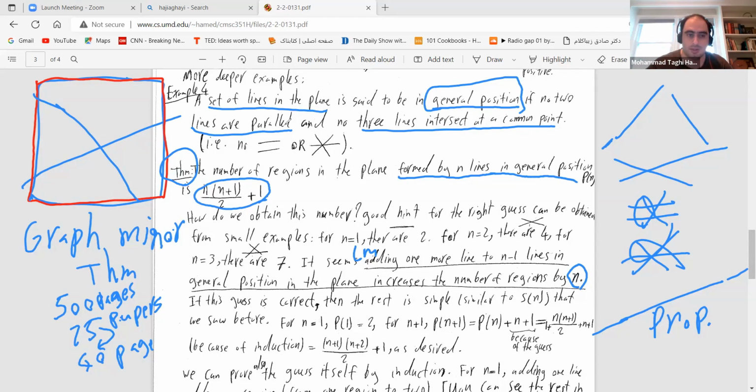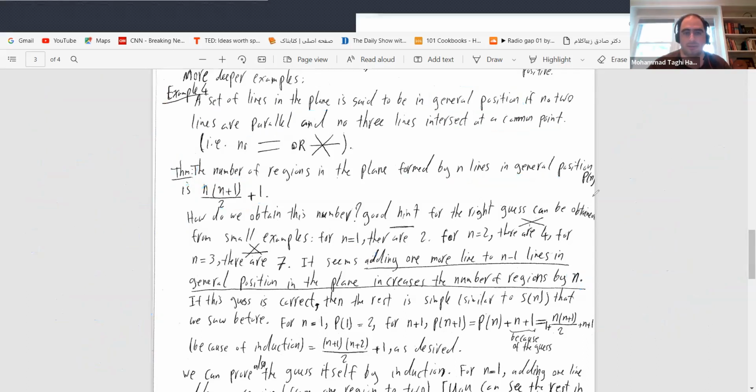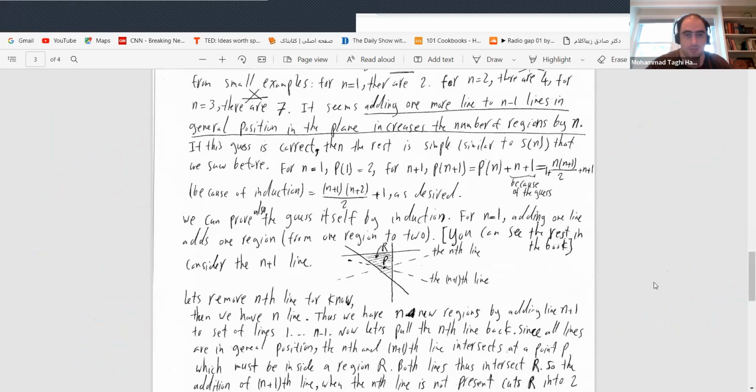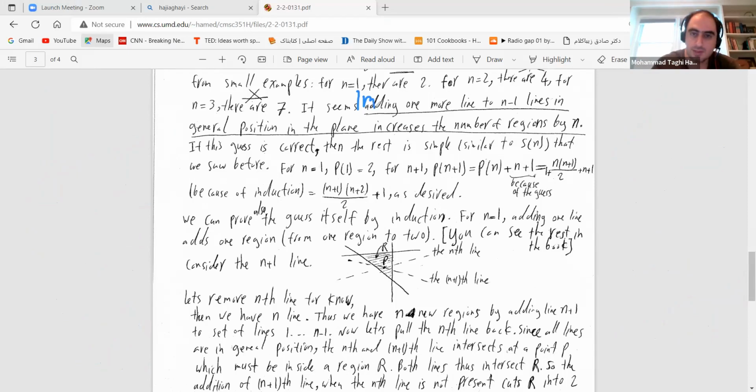Okay, so let me just clear all the drawings. We are back. Good. So let's do this one. Let's prove this lemma: that adding one more line to n minus 1 lines in general position in the plane increases the number of regions by n. Good? Clear?